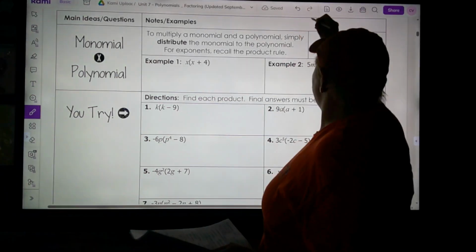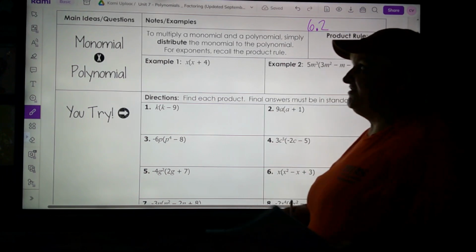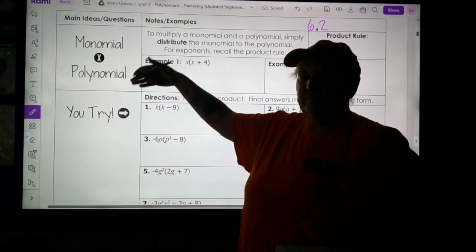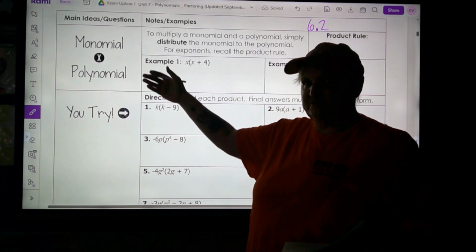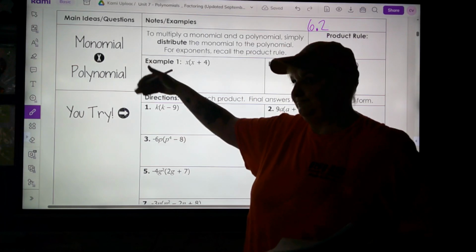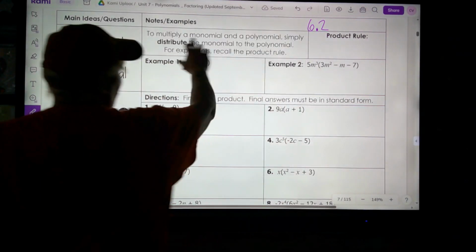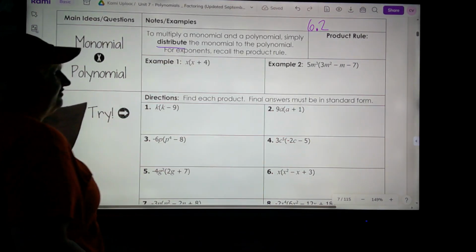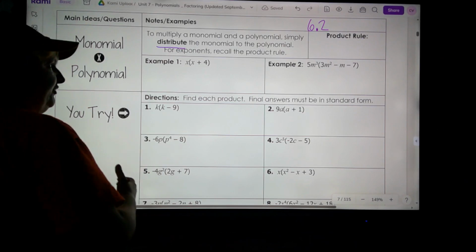All right, 6.2. We're sticking with the idea of monomials and polynomials, but instead of adding polynomials or subtracting polynomials, we're going to multiply them. I know. All right, to multiply a monomial and a polynomial, simply distribute the monomial to the polynomial.